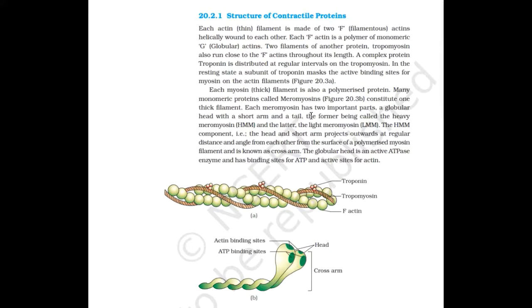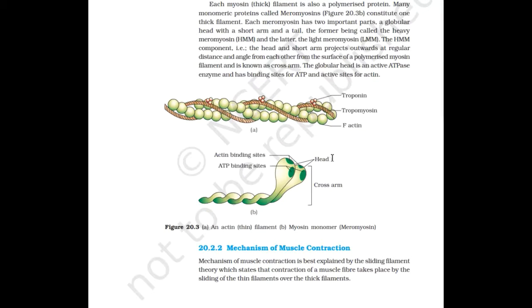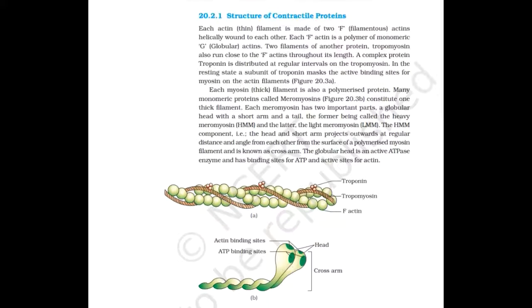Each myosin thick filament, myosin means thick filament, is also a polymerized protein. Many monomeric proteins called meromyosins make up one thick filament, as in Figure 20.3b. Myosin monomer or meromyosin: here they have represented the structure of meromyosin, with a cross-arm, head, actin binding site, and ATP binding site.